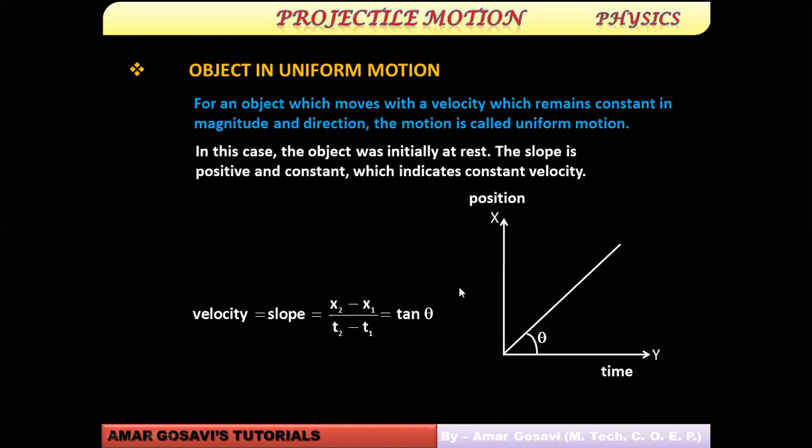That will be given, as we very well know, by (x2 minus x1) upon (t2 minus t1). This is how you work out the slope of a straight line. And what is this slope giving you? It is the change in displacement per unit change in time, so it will be velocity. So the slope of the position-time graph gives you velocity. Remember that. The slope is positive and constant, which indicates constant velocity in this case.